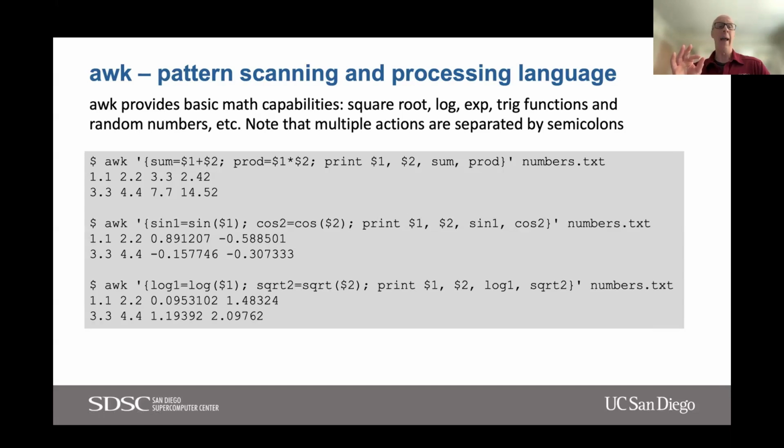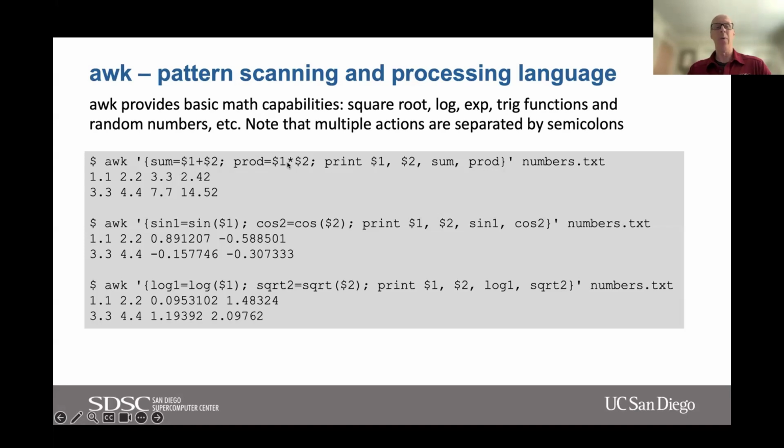Finally, awk has some basic math capabilities. In addition to addition, subtraction, multiplication, and so on, it can do square roots, logarithms, exponentiation, trig functions, and random numbers. So let's say I'm looking at a file, numbers.txt, that contains numeric fields. Here I could calculate, say, the sum of those first two fields. I'm going to say sum is equal to $1 plus $2.